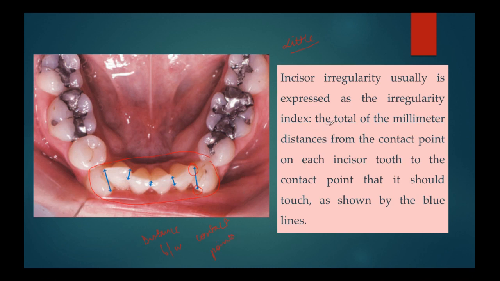This is used to know how much your incisors are crowded, how irregular they are. See here, if the sum is more, for example 15 millimeters, then we know that yes, there is a lot of crowding in the mandibular arch. If the sum is just 5 millimeters, then we can say that it's a mild to moderate crowding case. That is how Little's irregularity index helps us to quantify the case. So these images are of Little's irregularity index.